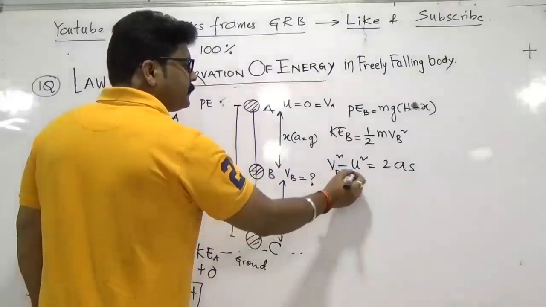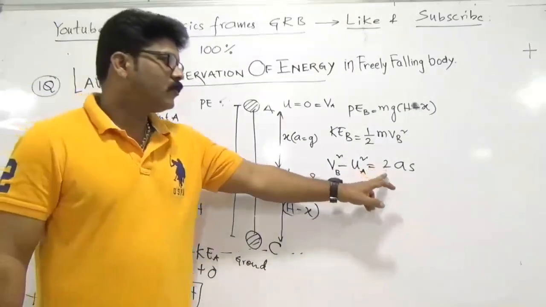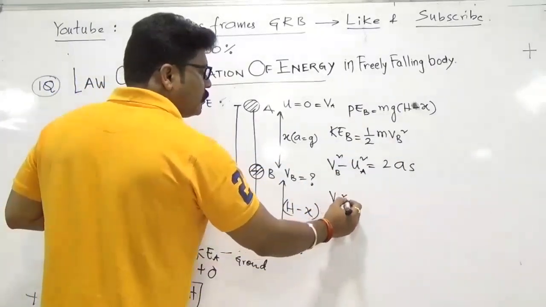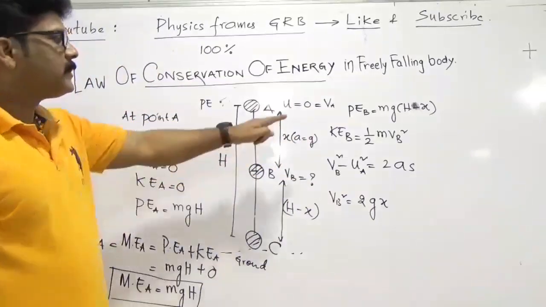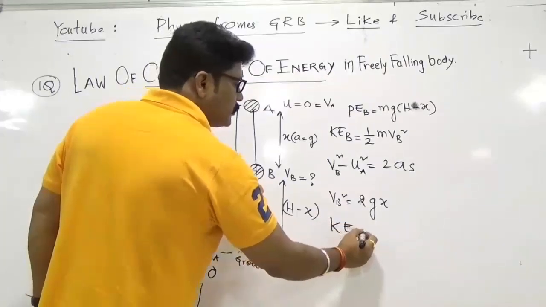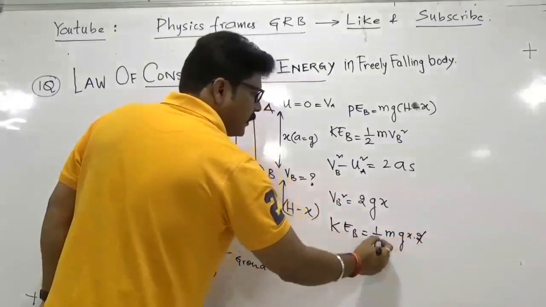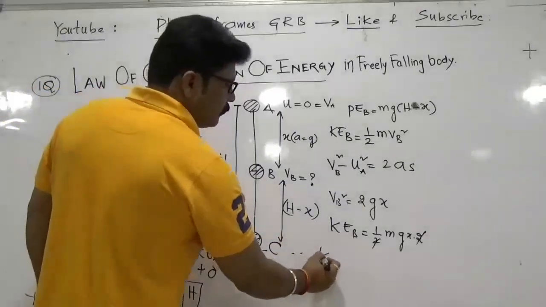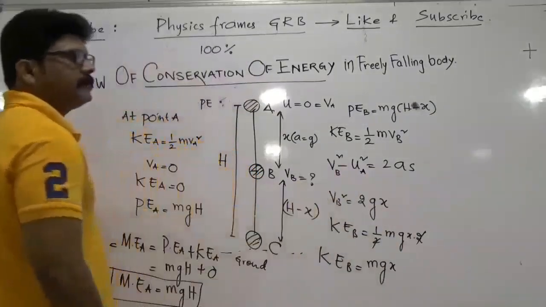This is V B, this is nothing but a. This is the initial velocity, this is the final velocity. Now substitute here: V B square equals 2g into x, this is the distance travelled by it. Take this and substitute in the equation. Kinetic energy at point B equals half m g into x into 2, so kinetic energy at point B equals mg x.